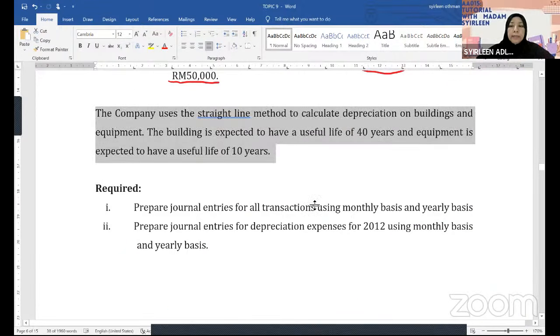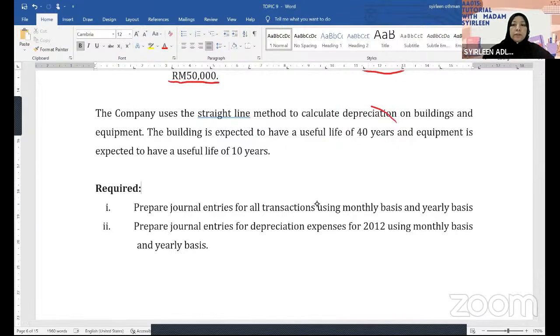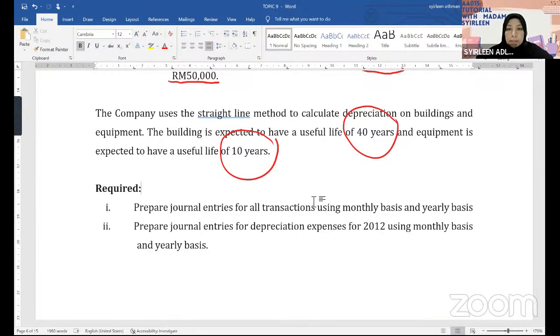Okay, building 40 years of useful life and equipment's 10 years of useful life. Why are they giving you this? Because you need to calculate the depreciation expense and they don't give you any percentage for depreciation. Sebab dia guna straight line, dia tak bagi anda sebarang salvage value ataupun residue value. So that means kita tak perlu tolak apa-apa nilai, just bahagi saja dengan useful life to get the depreciation expense for the month, for the year, sorry.